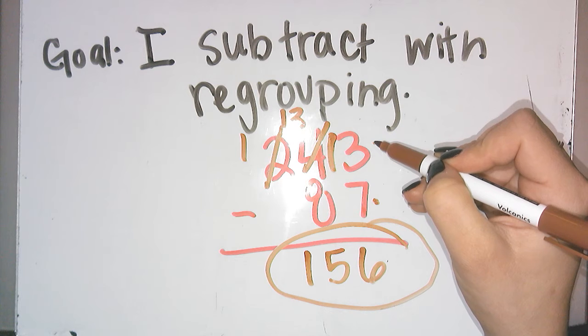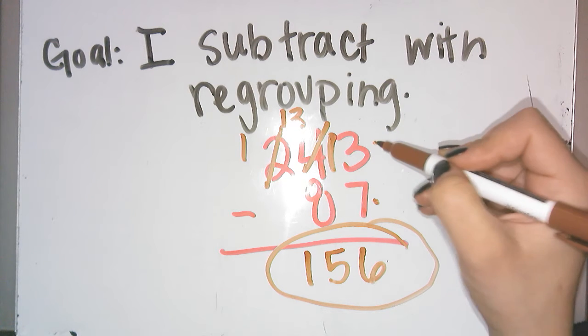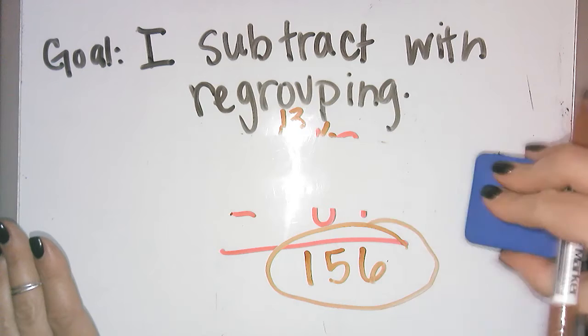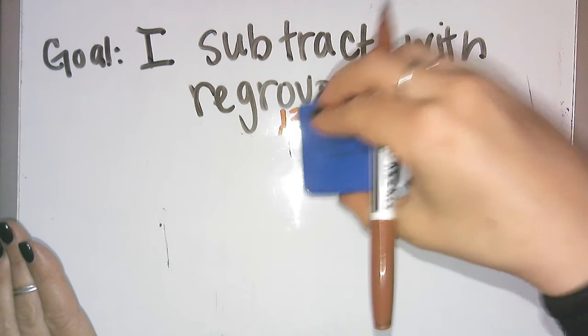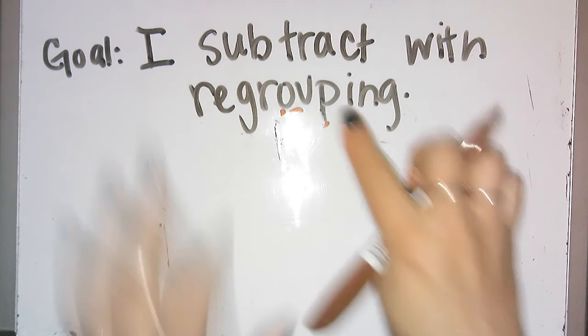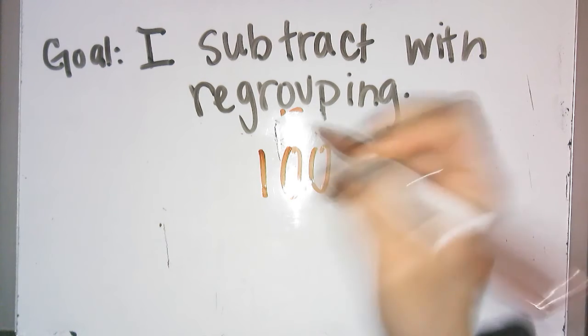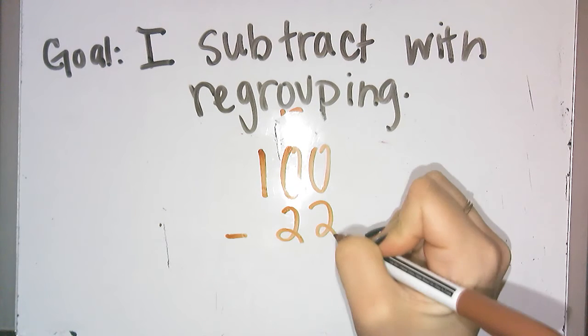So we regroup when the number directly below the top one has a larger value than the top number. If your top number is smaller than your bottom one, you can't take away. So here's another example: if I have something like 100 minus 22.